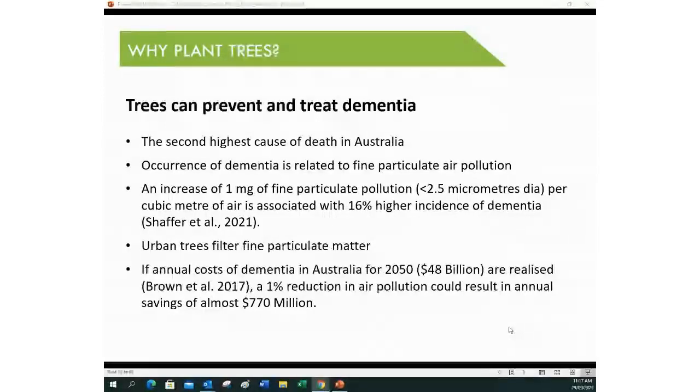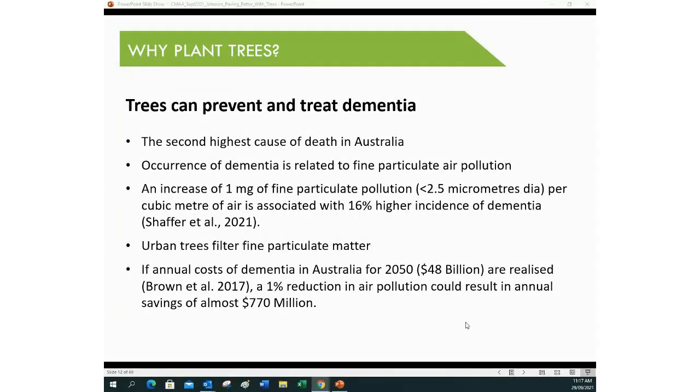Dementia is a massive problem. It's forecast that the cost of dementia in Australia in 2050 will be 48 billion. And it's related to particulate pollution, fine nanoparticles, microparticles. Trees filter a lot of them from the air. So having a few extra trees in the street, in the parks, even a 1% reduction on 2050 projected figures will save us $750 million.